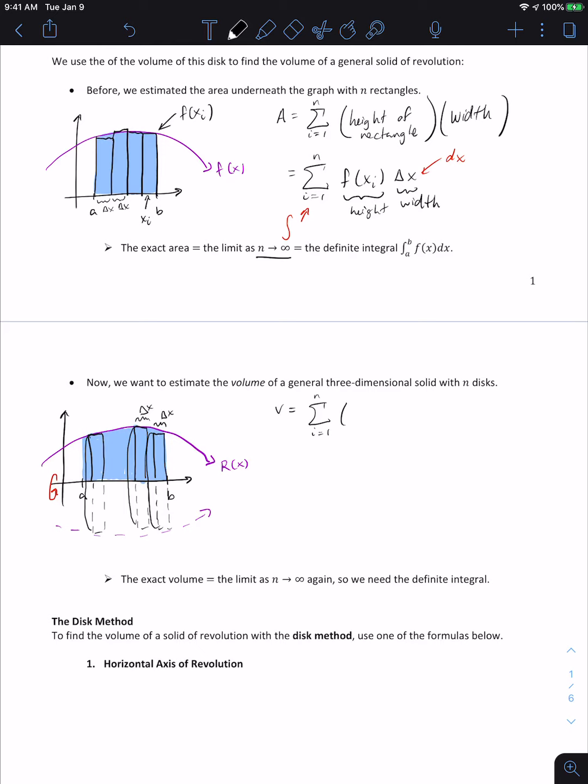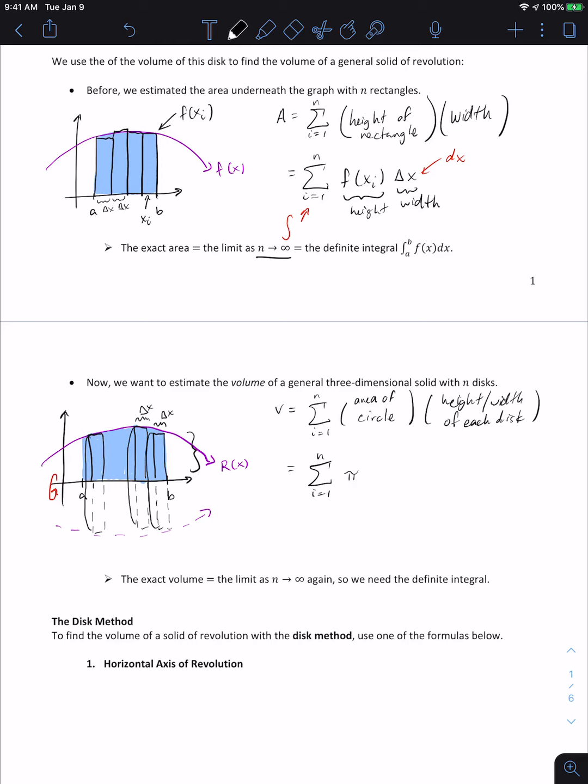Remember, how do we find the volume of a disk? Well, it's the area of the circle times the height, or the width of each disk. So again, what is the area of the circle? The area of a circle is pi r squared, but how do we find the radius of one of these disks? Well, the radius is going to be the function value.